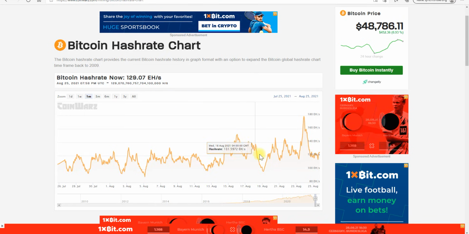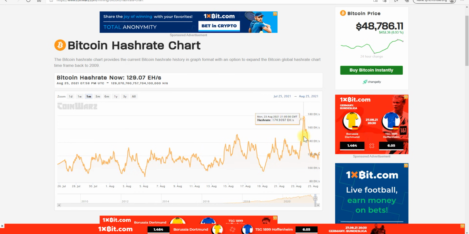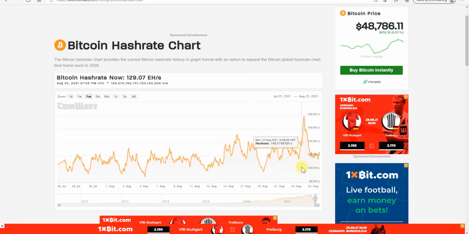When we go to the hash rate on the 1 month, we were going sideways, but yesterday we made a big push to the upside from 120 exahash to 180 exahash, very short term, and then we're now back at 120. So that's interesting. That means that a lot of miners are plugged in. They're not going online 24/7, but that's a 60 exahash increase.